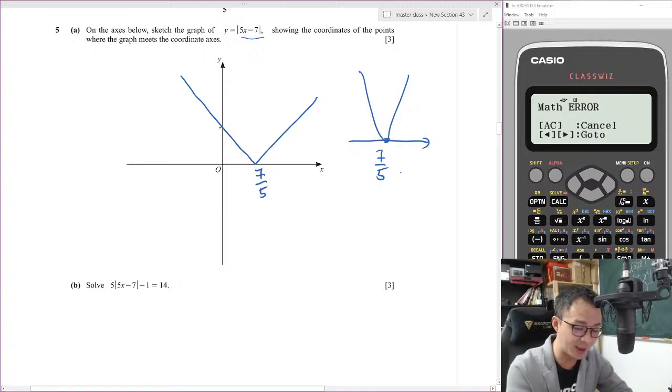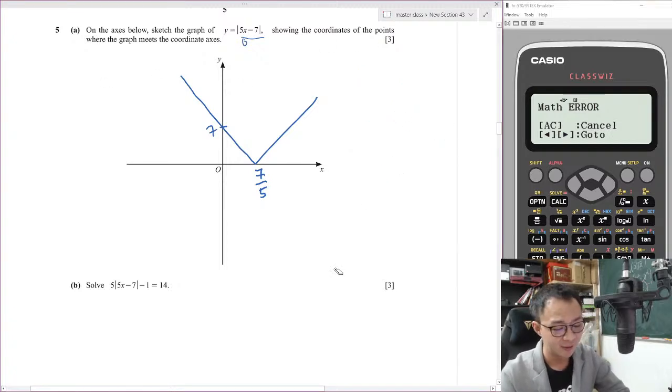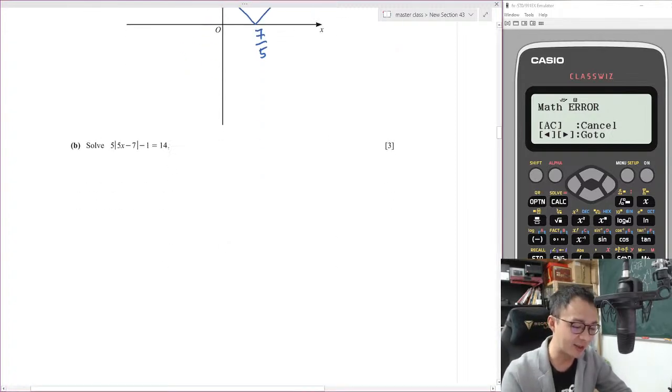I just want to get my y-intercept. I make x equal to 0 here and I get 7. Then show the coordinates, and done. It's quite straightforward, nothing special here. You just need to understand that whenever you have a modulus linear graph, you'll always get the V shape. Find the x-intercept and find the y-intercept.